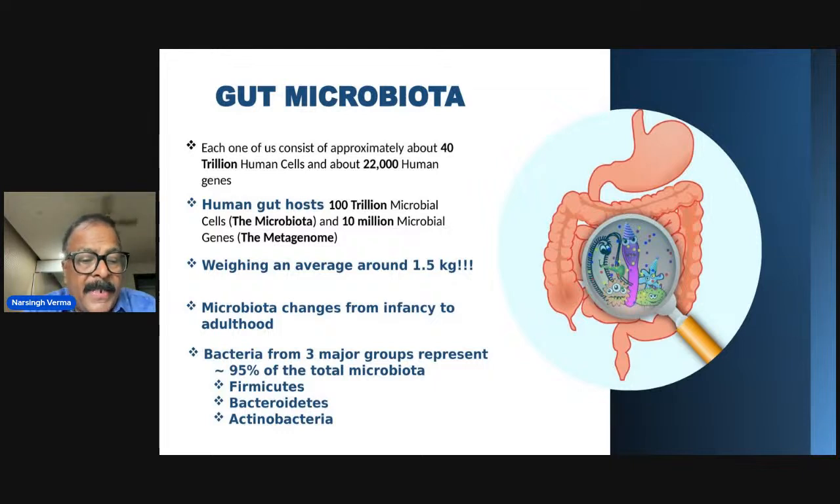Microbiota changes from infancy to adulthood. In infancy, in the beginning, they are very few. They gain up. During old age, again, their constitution and number change, and our intestine has fewer microbiota than in the younger days. Bacteria from three major groups represent 95% of the total microbiota present in our gut. There are other groups as well, but they are very few in number, only 5%. And these 95% of the total microbiota are either firmicutes, bacteroidetes, or actinobacteria.